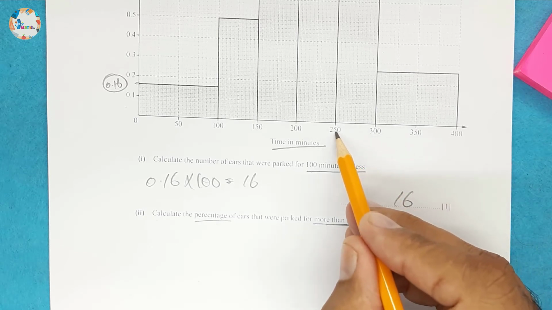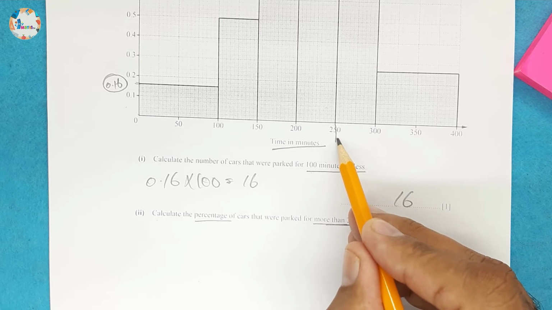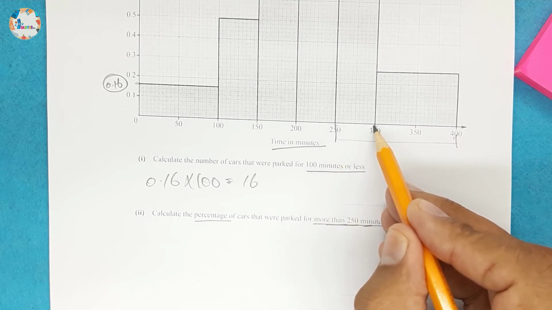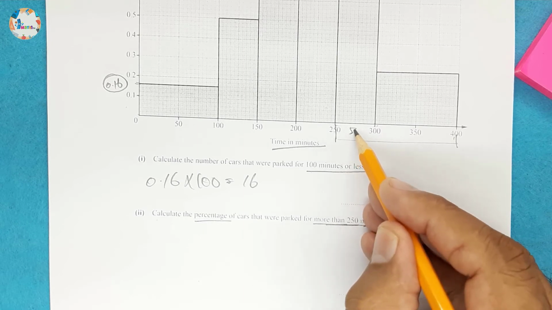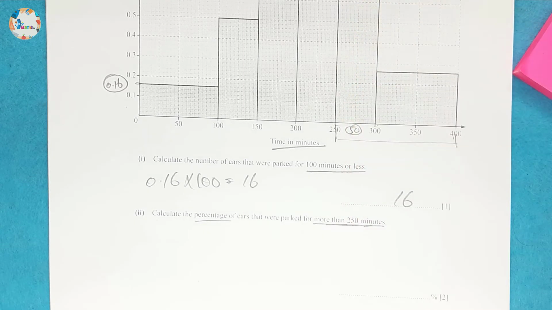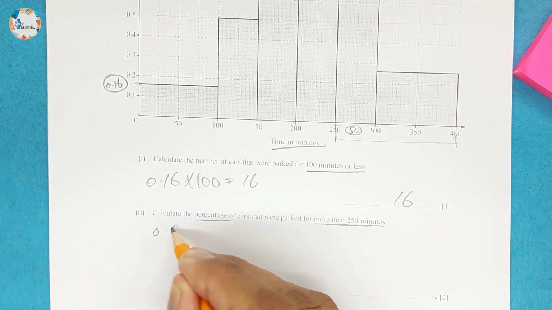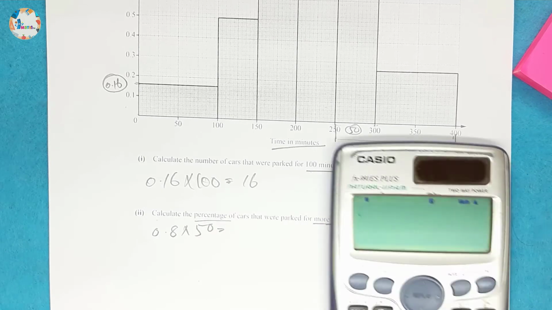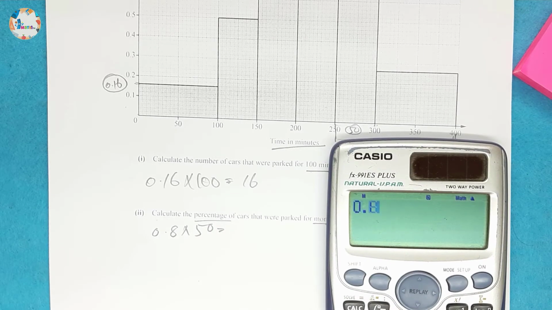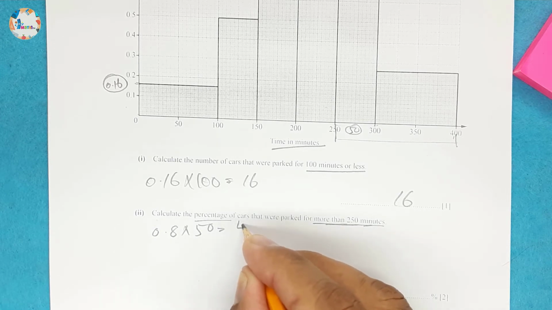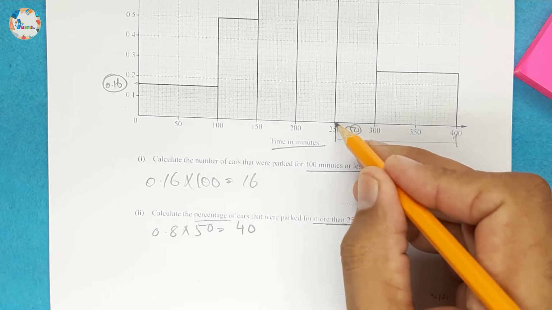And more than 250 minutes is starting from here onward up to this one. So 250 to 300, this one will be 50, and 50 multiplied by 0.8. So we can write 0.8 multiplied by 50, and this is equal to 40. So these will be the 40 cars from this one.